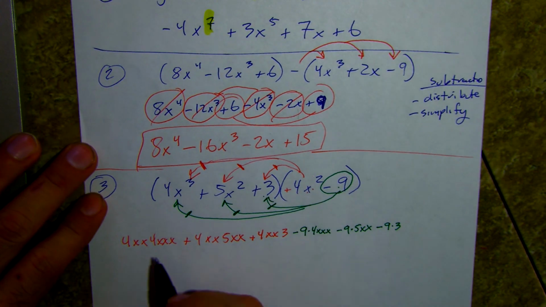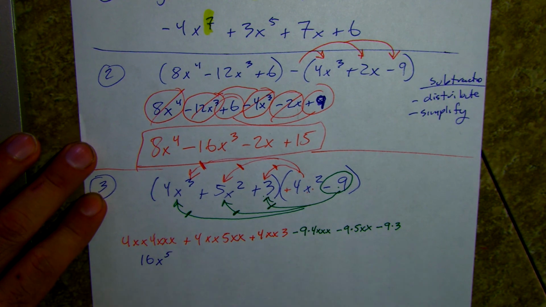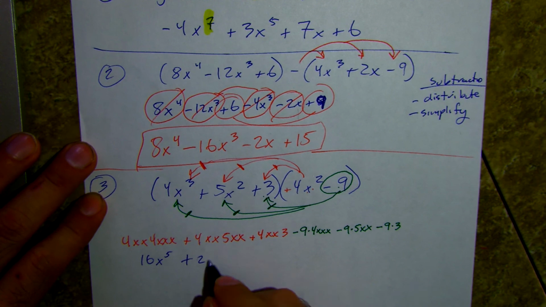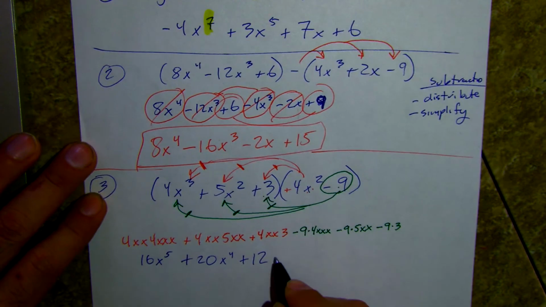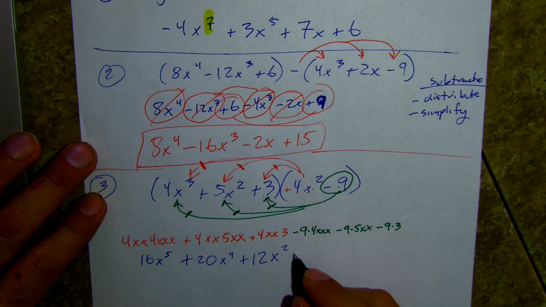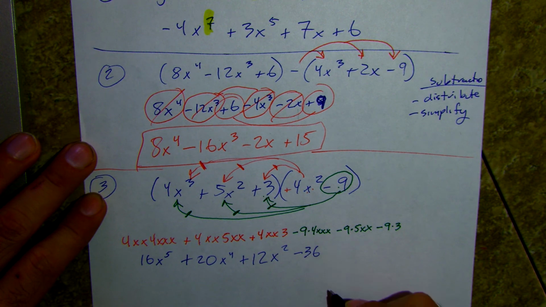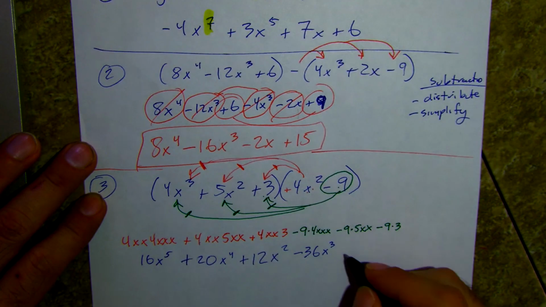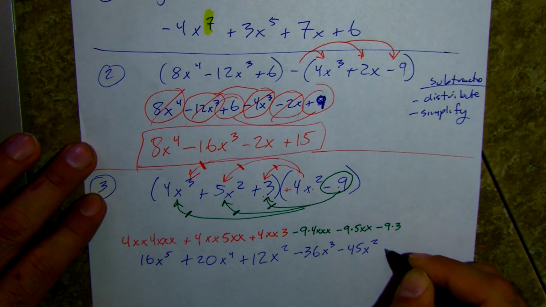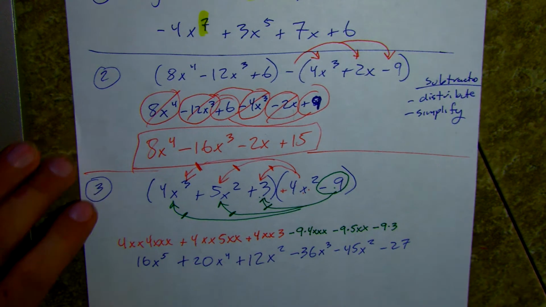Now let's go ahead and compute it. 4 times 4, 16. How many x's? 5. Plus 4 times 5, 20. How many x's? 4. Plus 4 times 3, 12. How many x's? 2. Now this one, it's negative 9 times 4, so I have to remember that positive times negative, 36. How many x's? 3. So we're going to have to reorder some of these, but it doesn't look like too many of these will combine. Negative 9 and 5, negative 45x squared. Negative 9 times 3, negative 27.